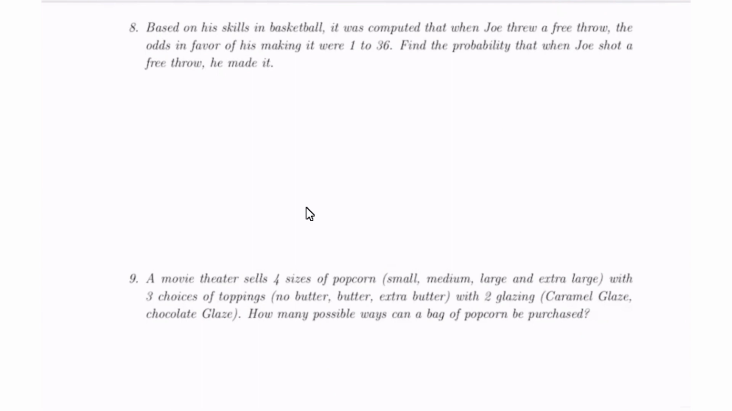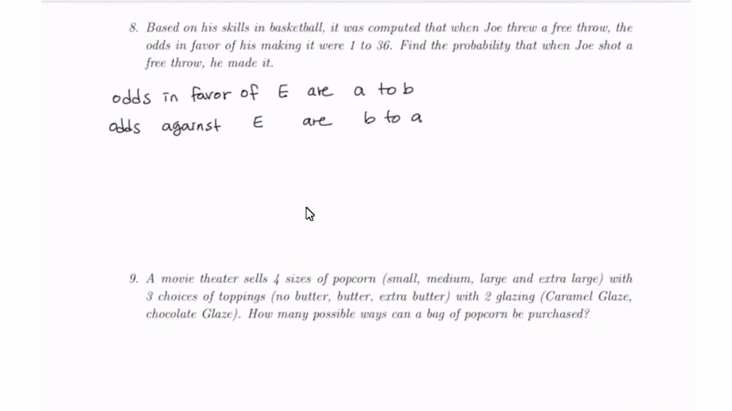Based on skill in basketball, it was computed when Joe threw a free throw. Odds in favor, okay, probability. Odds in favor of an event are A to B. Odds against an event are B to A. Probability of an event is A over A plus B. Probability of a not event is B over A plus B.